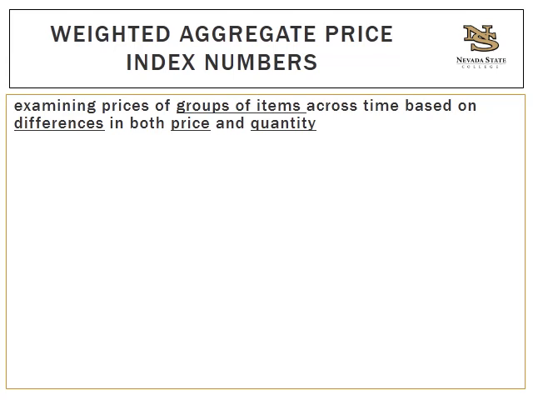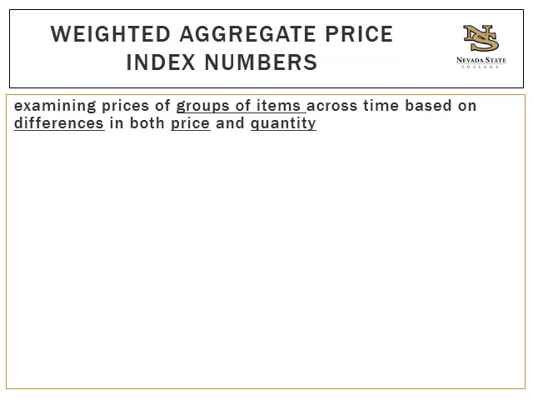So a much more common type of index is a weighted aggregate price index. This is where you can examine prices of groups of items across time based on differences in both price and quantity. The most popular weighted aggregate price index is the consumer price index. And this is really looking at the cost of living based on changes in cost and consumption of goods.